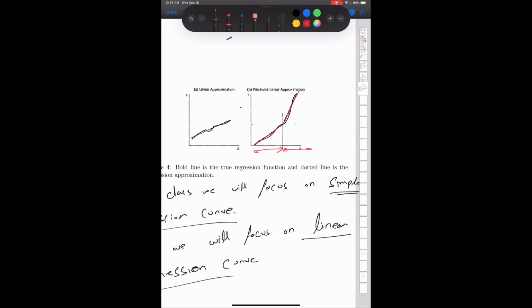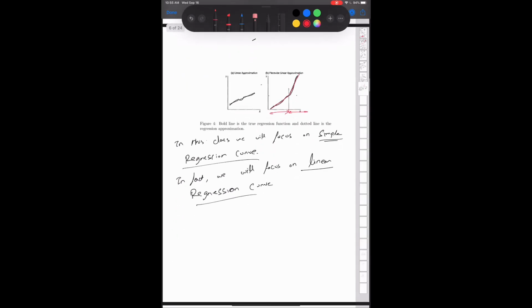And lines are the easiest objects, right? Because to know a line, I need to know only two things, slope and intercept. But if I want to compute a function that's very complicated, then I need many things, okay? So we focus on lines, on linear regression. Again, what is linear regression? Linear regression is the relationship under which the relationship between x and y follows the regression curve that's linear.